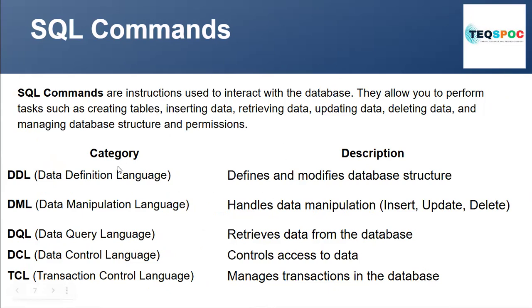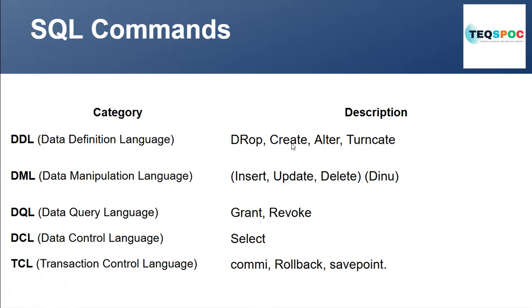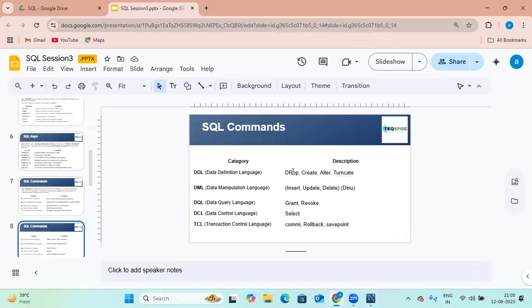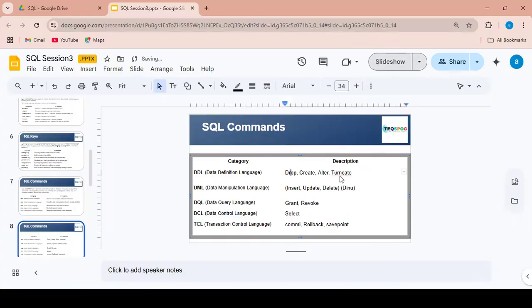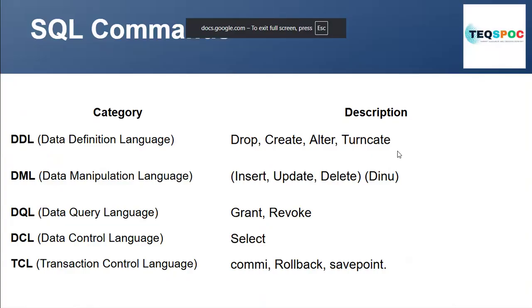Then we have SQL commands. We have seen there are five types of SQL commands: DDL, that is data definition language; DML, data manipulation language; DQL, data query language; DCL, data control language; and TCL, transaction control language. These perform different types of operations. DDL performs drop, create, alter, and truncate.